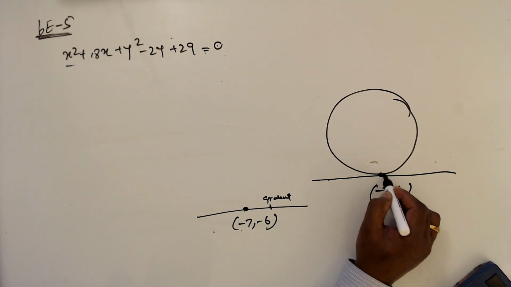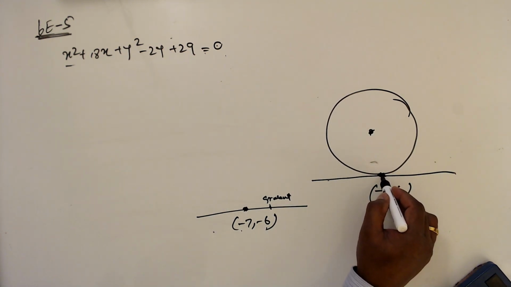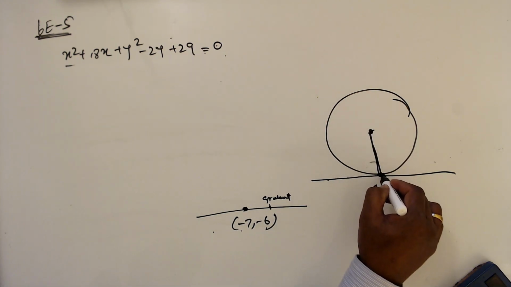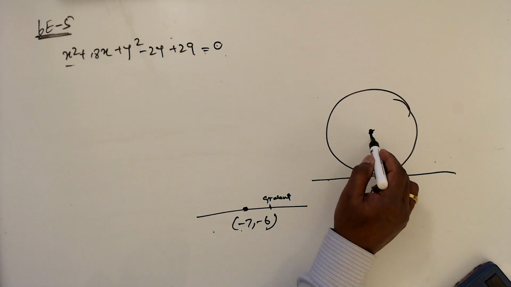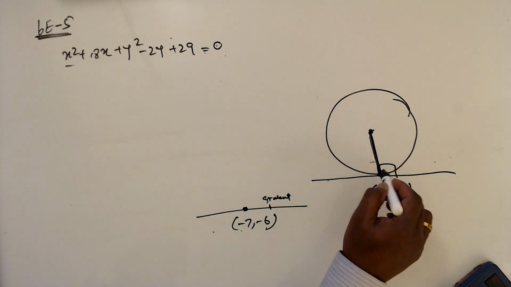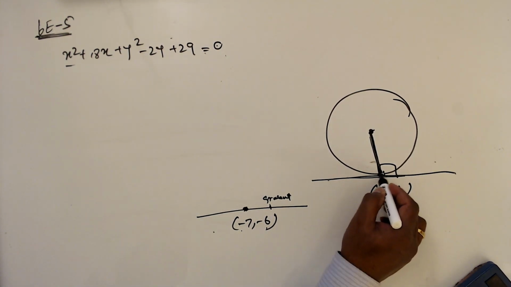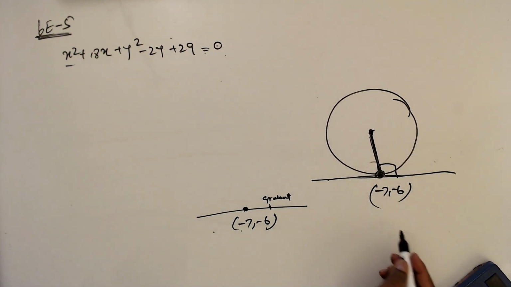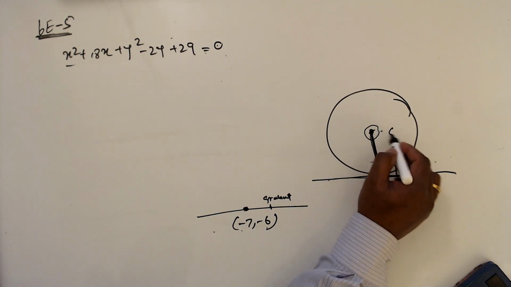I know that if this is the center, then when I draw the radius and the tangent, they are 90 degrees. If I know the radius gradient, then I can find this one. Now I know one point. I want to know the coordinate of this other point. This point is the center.